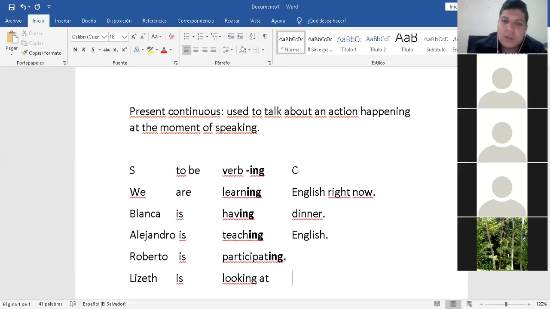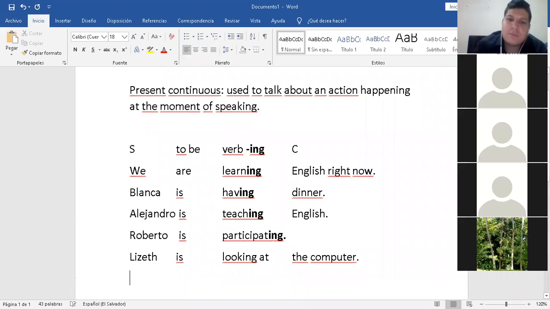So, the computer. Here, Lisette is looking at the computer. Es que está viendo la computadora. Y está apagada. Podría ser porque está sucia, porque cree que hay algo que no va bien, o simplemente está ida y se quedó viendo la computadora. All right? O no sirve, está viendo ya esta cosa. Pero eso es look at, es cuando ustedes ponen atención a algo y lo están viendo.